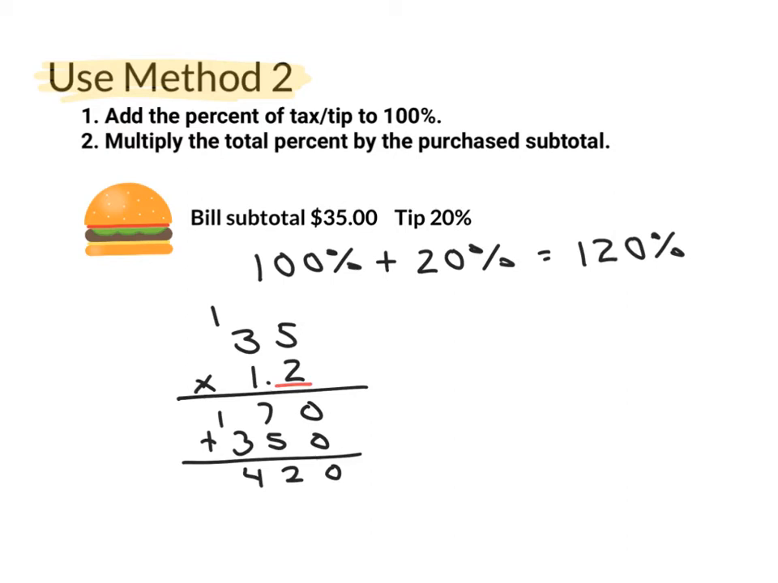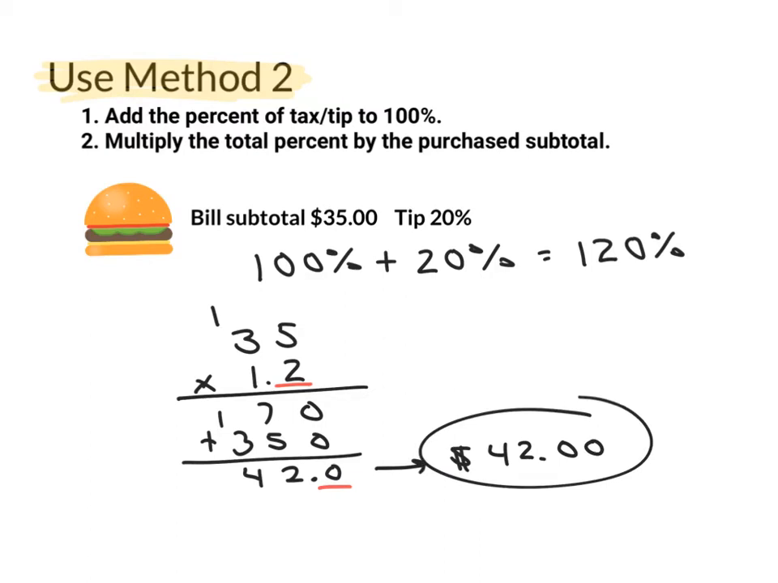We have 1 digit in the tenths place. We have 1 digit there in the tenths place, and we know where to put our decimal. Since we're dealing with money, currency, we're going to have 2 zeros to represent our cents. And our total is the same as when we use method 1. $42 is our total bill.